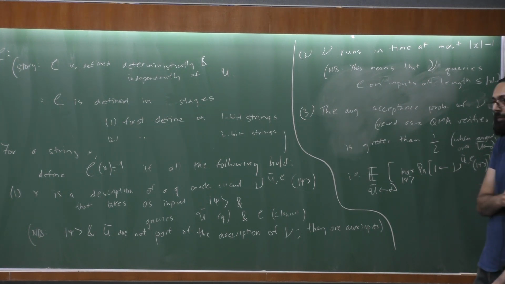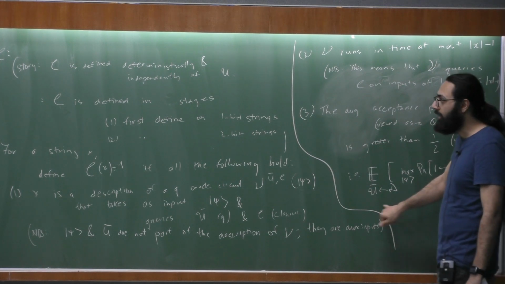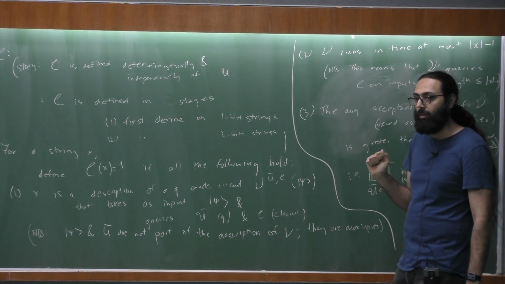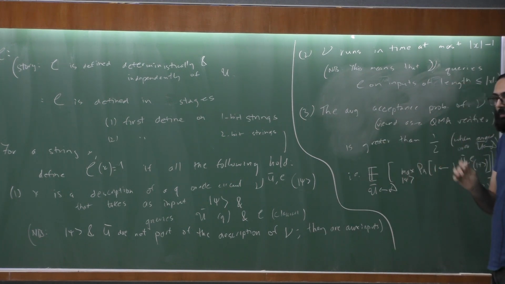So what is U-bar length sample? This D is the distribution that we defined for the quantum oracle. So it's independently sampling it by itself.